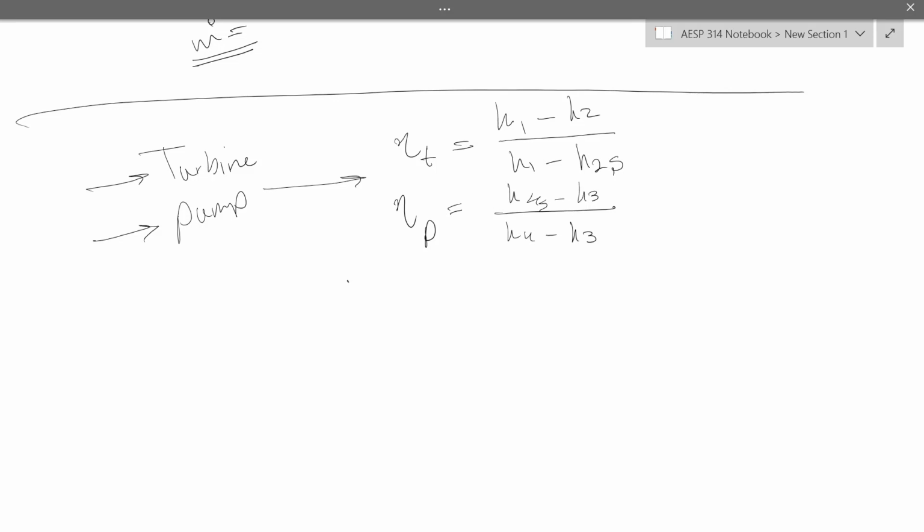The isentropic work versus the actual work. Efficiency is always less than 1, right? The actual work is going to be more than the isentropic work, right? The actual work you need to pump this. You want to keep the efficiency smaller than 1, so the isentropic work is going to be on top. Isentropic work is always smaller than the actual work.